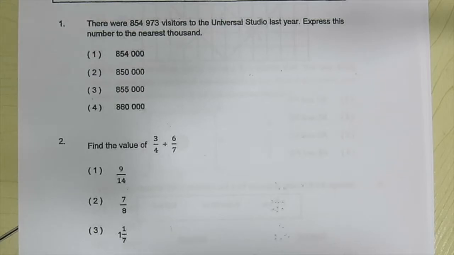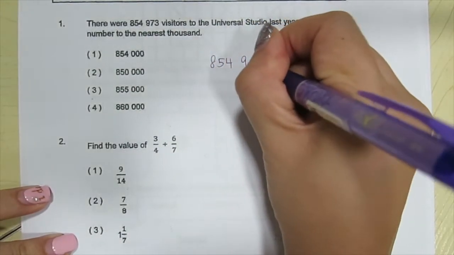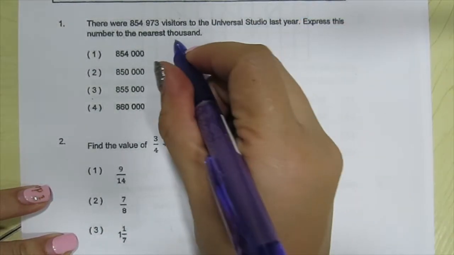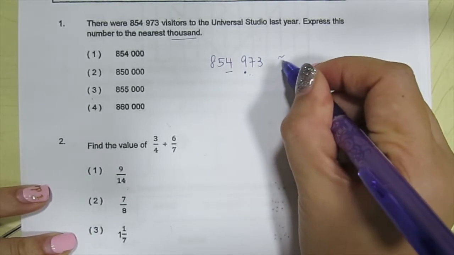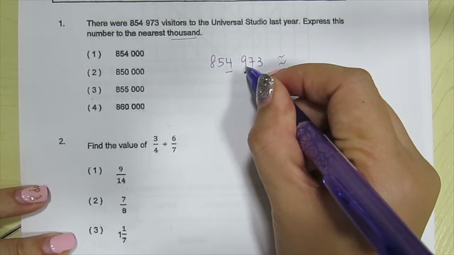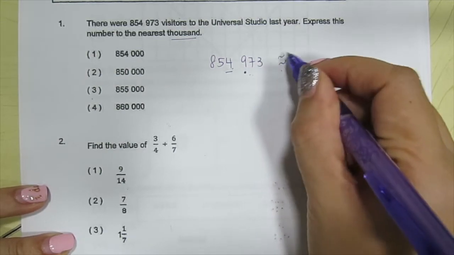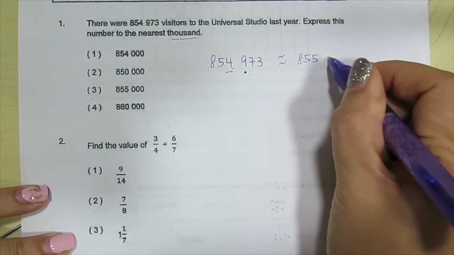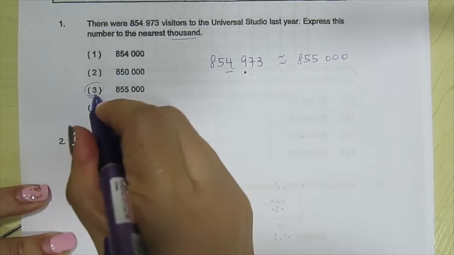Question 1, we need to round off 854,973 to the nearest thousand. So 1000 is here. We check the hundreds. This is 9, more than 5. We will round up, so 4 will become 5. 855,000. Everything behind becomes 0. Option 3.